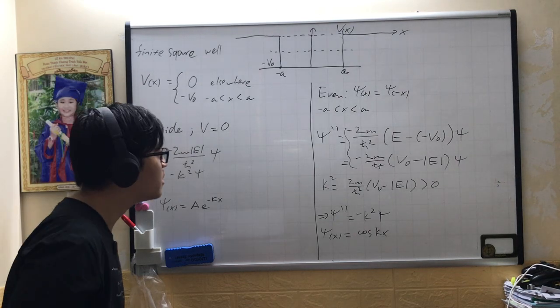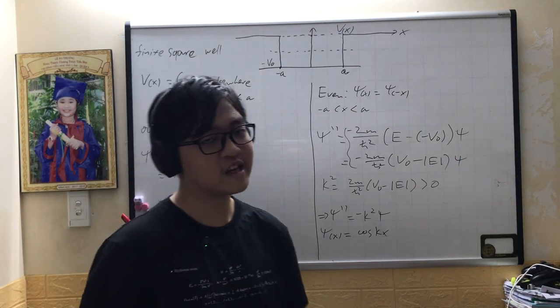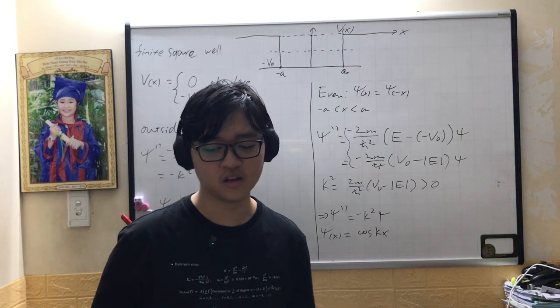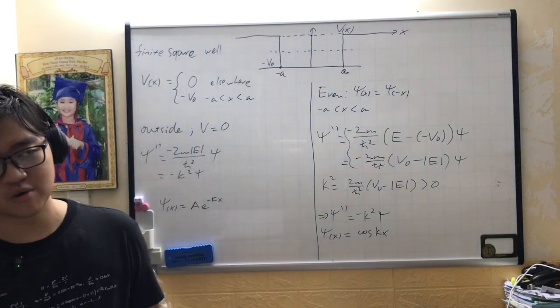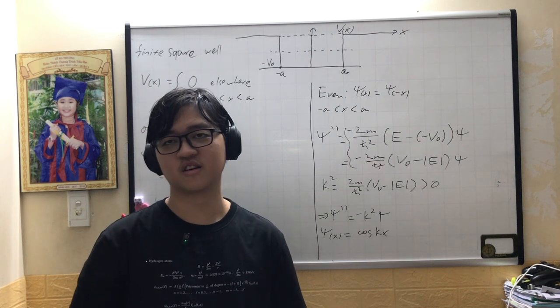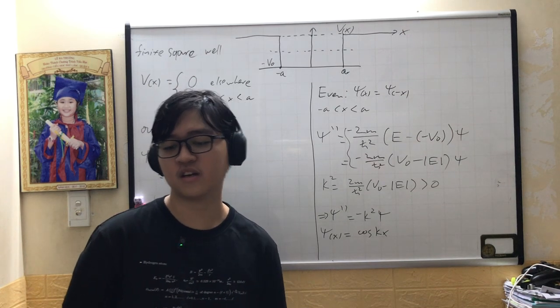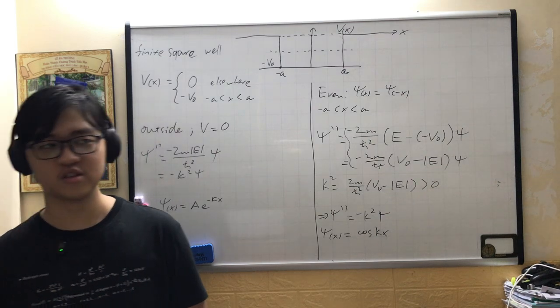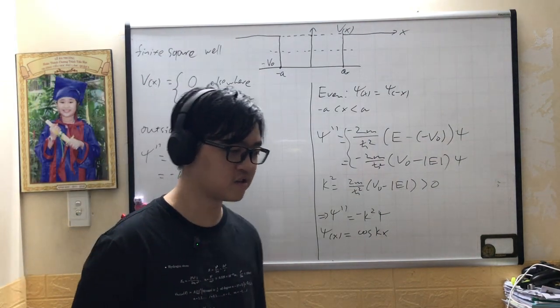So I guess that's it for today. This is just part 1 for the finite square well. Next video we're gonna take a look at unit-free numbers, which is part 2 for the finite square well.